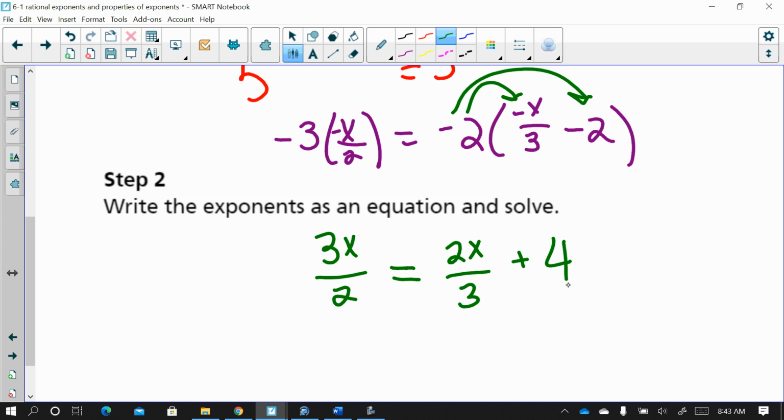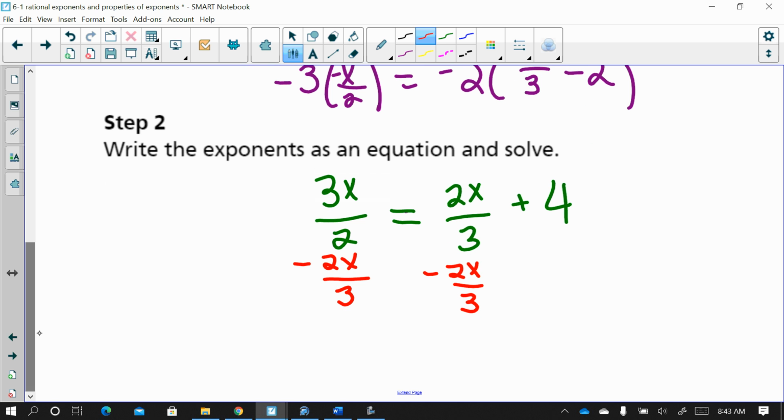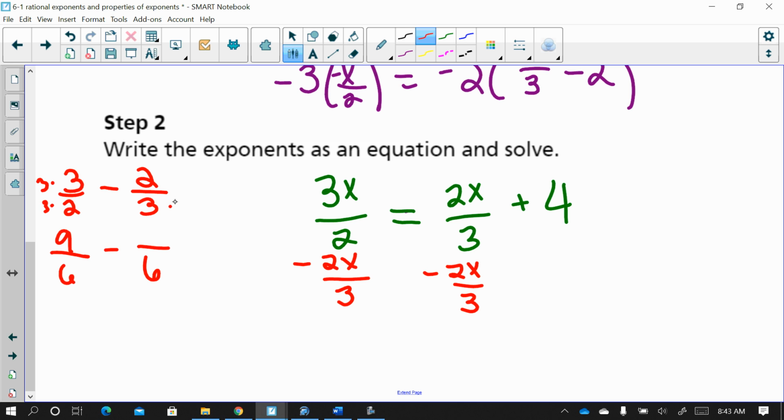Okay, we now need to get all of our x's on the same side. So I'm going to subtract 2x over 3. You can put this into your calculator as 3 over 2 minus 2 over 3. If you wanted to do it by hand, remember common denominator. My common denominator would be 6. Multiply this one by 3, so it becomes 9. This one I'd multiply by 2, becomes 4. 9 minus 4 is equal to 5 over 6. And they have the x's with it. So this is 5x over 6 is equal to 4.